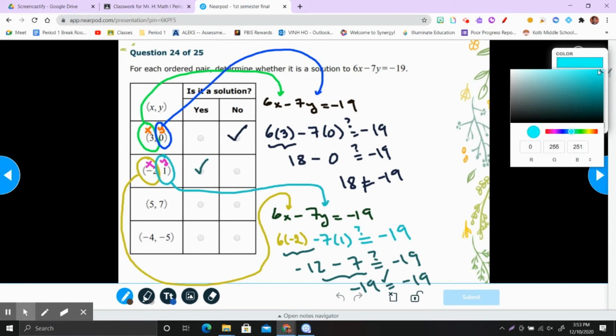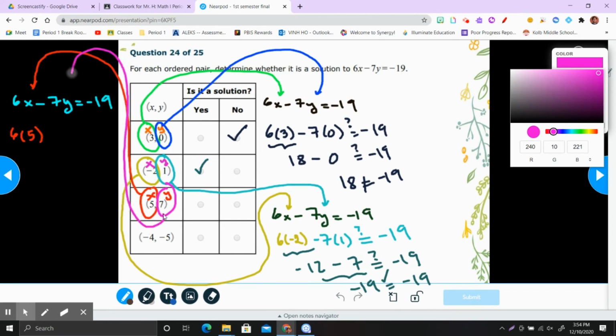All right, one more for good luck. So 5 and 7. We're going to check 5 and 7. Start with the equation 6x minus 7y equal to negative 19. 5 and 7 is x and y, right? So your x is 5. That will be 6 times 5. Your y value is 7. So this goes up here. That will be minus 7 times 7. Is that equal to negative 19?